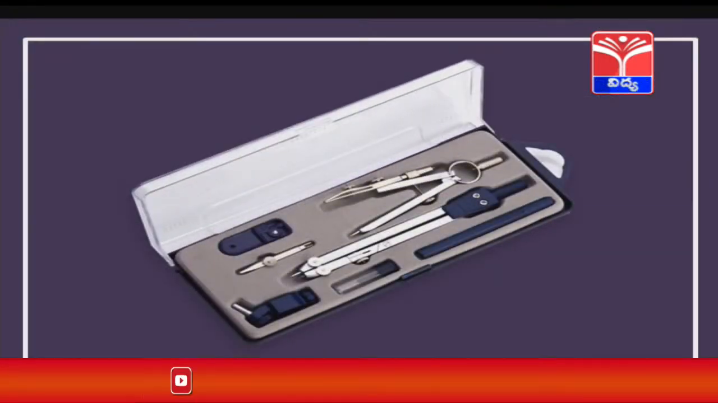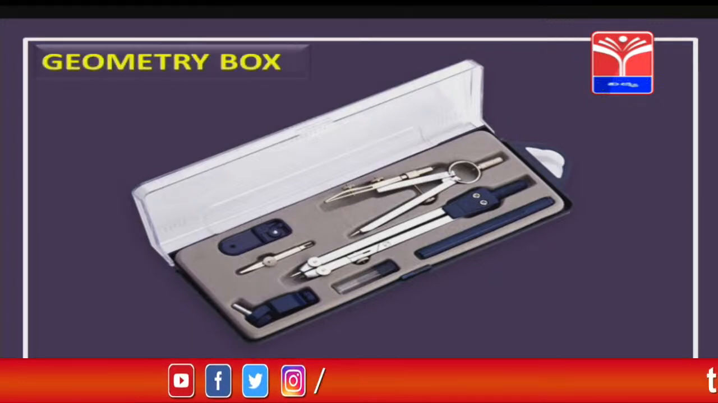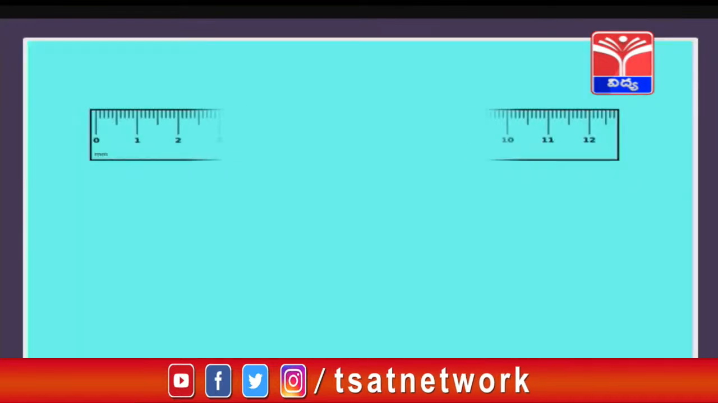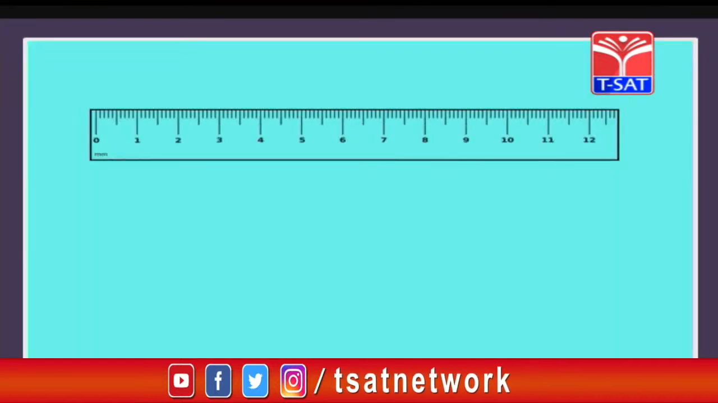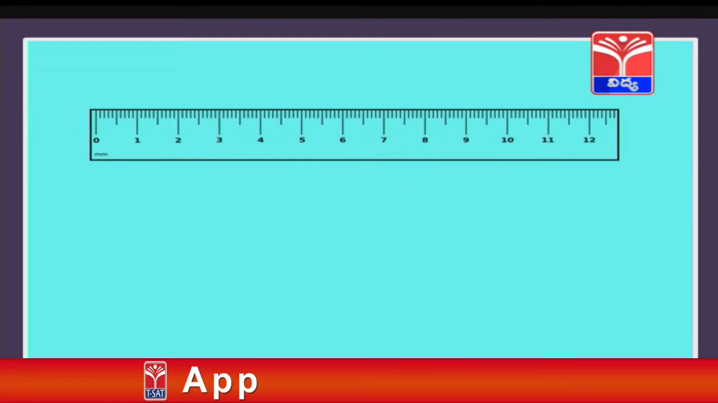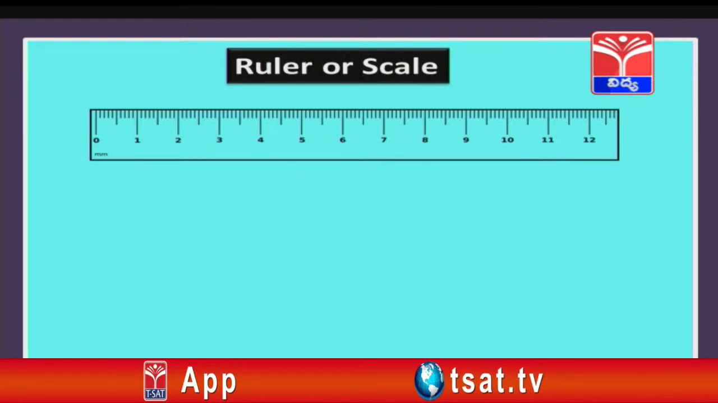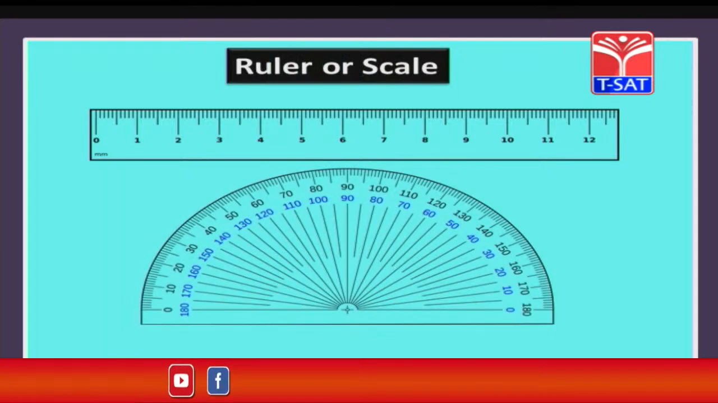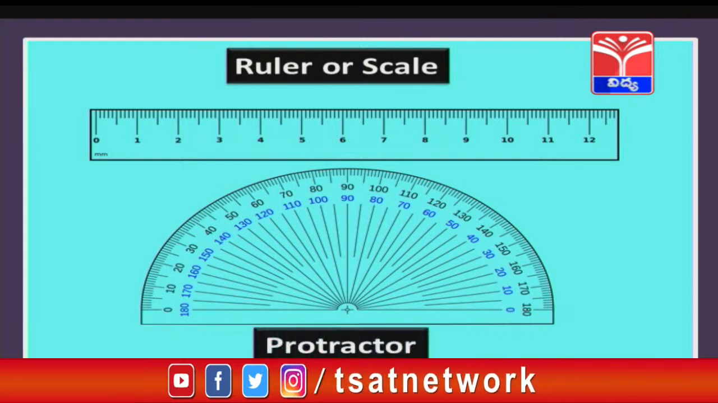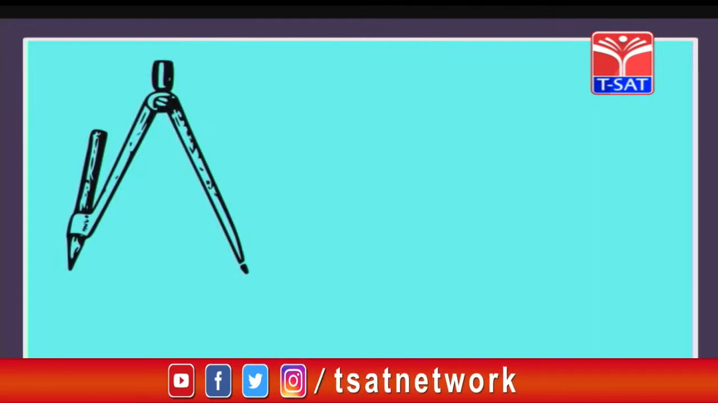Can you identify the image shown on your screen, children? You are right, it is a geometry box. Now, what are the instruments that you have seen in this geometry box, children? The one which you notice on your screen? Yes, it is a ruler or a scale, and the image shown on your screen is a protractor.